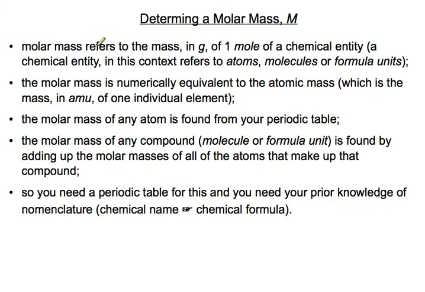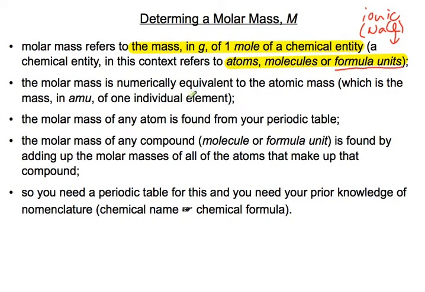Molar mass refers to the mass in grams of 1 mole of a chemical entity. And what is a chemical entity? Well, in this context, it refers to atoms, molecules, or formula units. If you remember what a formula unit is, it's for ionic substances, so that's something like NaCl. A formula unit refers to the simplest whole number ratio of elements in an ionic substance. All right, just to clarify that.